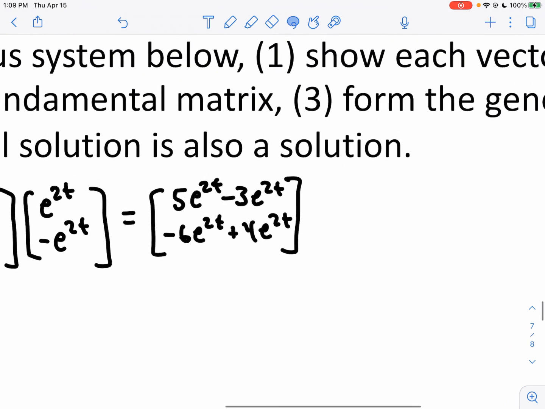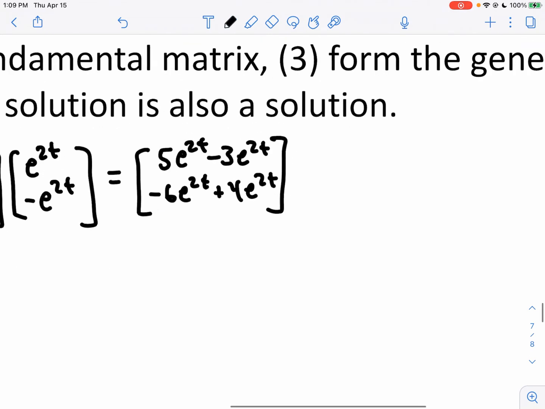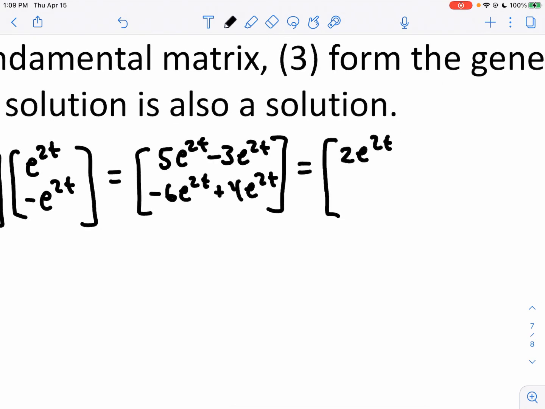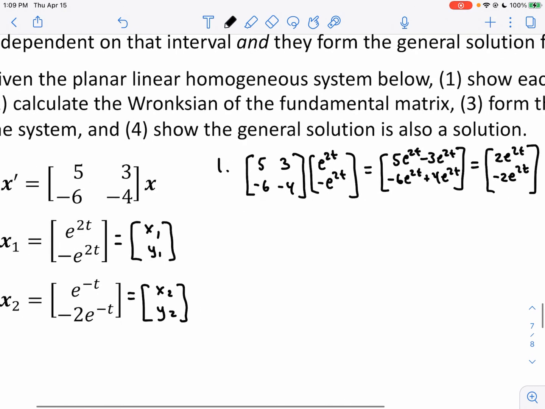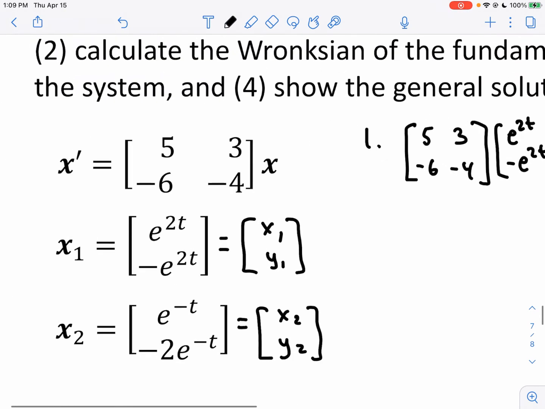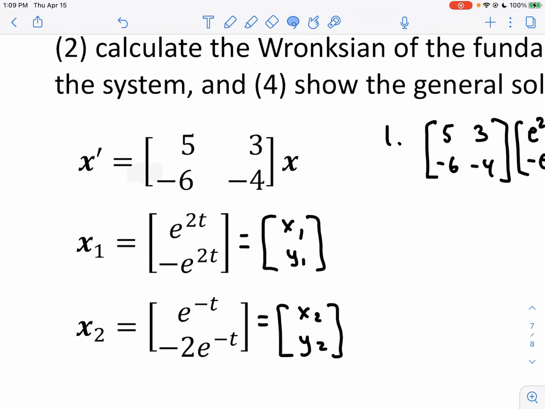So this looks square. This looks 2 by 2, but it's not. It's 2 by 1. There's only one column here. And I can simplify it as well. 5 e to the 2t minus 3 e to the 2t is 2 e to the 2t. And then the bottom entry will be negative 2 e to the 2t. The question is, is this also the same thing as the derivative of x1? So here's x1. Now we're going to plug x1 into this side. So I've already done the right side of my statement.